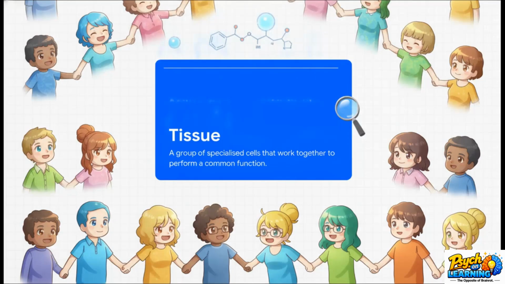When these cells decide to share the workload, they form groups. And that brings us to the word tissue. A tissue is simply a group of similar, specialized cells joyfully joining hands to perform one specific job perfectly. Instead of one cell struggling to do everything, a whole team of cells works together in perfect harmony.